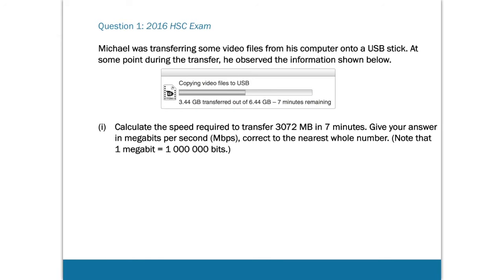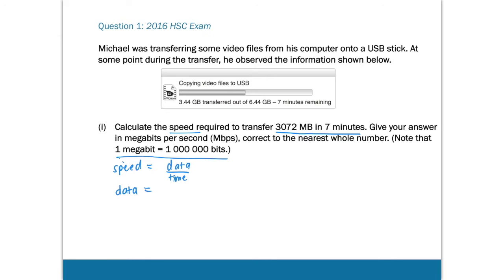Calculate the speed required to transfer 3,072 megabytes in 7 minutes. Give your answer in megabits per second, correct to the nearest whole number. Note that 1 megabit is 1 million bits. So we're working out the speed, right? So we know that speed equals data over time.